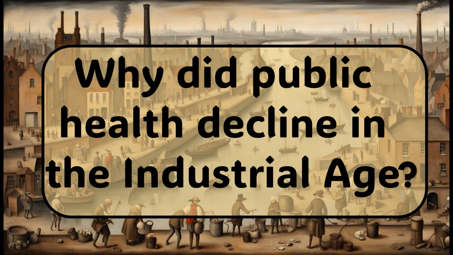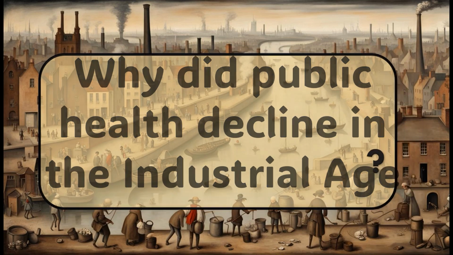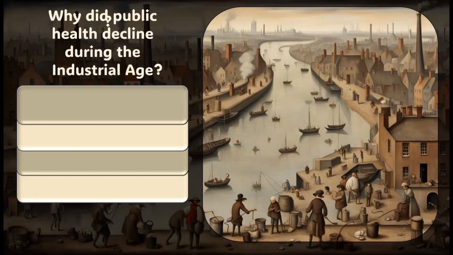Welcome to the third lecture in the Public Health Through Time series. This lecture will examine why there was a decline in public health during the industrial age. This lecture will be split into 4 parts.